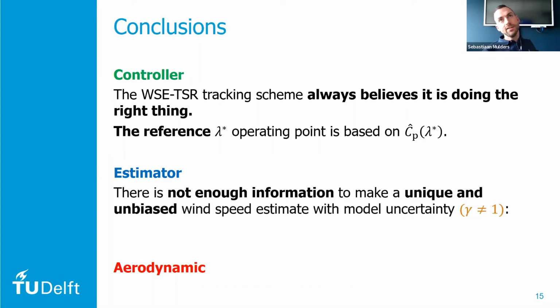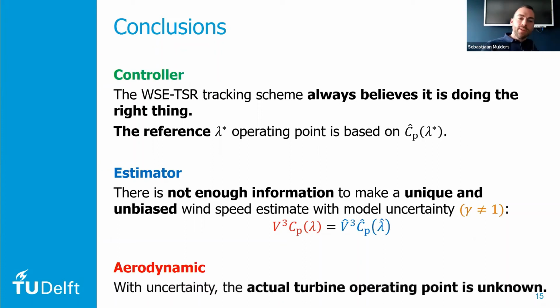Then the estimator: there's just not enough information in our scheme, or in wind turbines in general, to make a unique and unbiased estimate of the effective wind speed when there is model uncertainty. And I showed that using this relation here. So the product between both quantities always holds, but making a unique estimate of the individual quantities is a problem here. And because of this uncertainty, we do not actually know what our wind turbine is doing. So if the internal model or the internal information in our estimators is inaccurate, then we cannot say anything, in terms of tip speed ratio, about what our real wind turbine is doing.